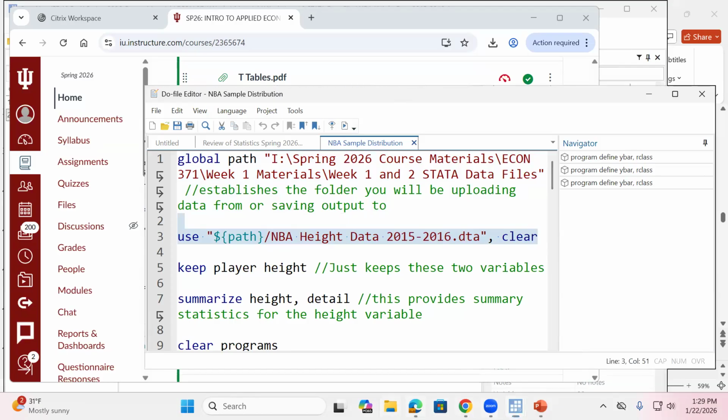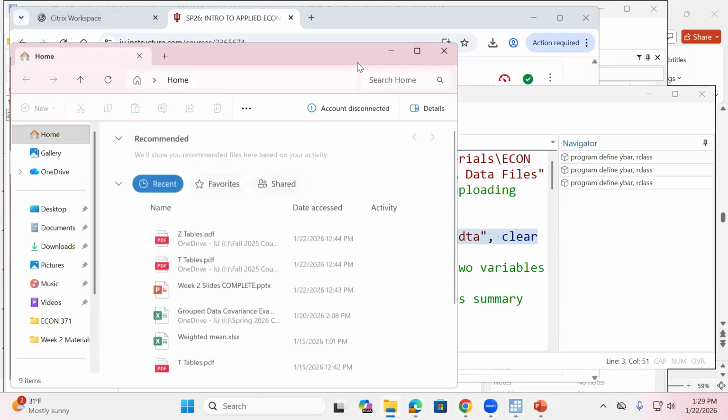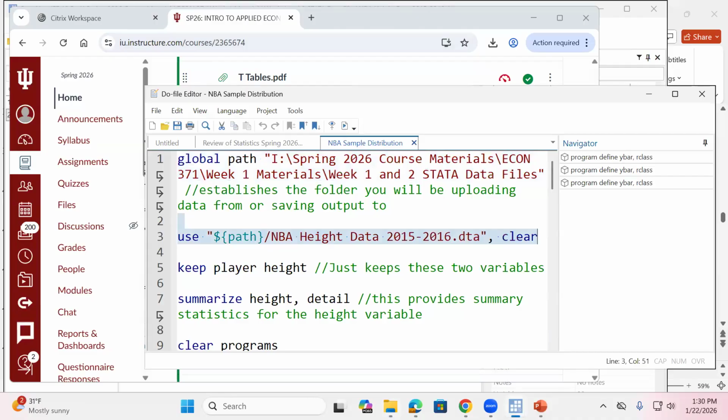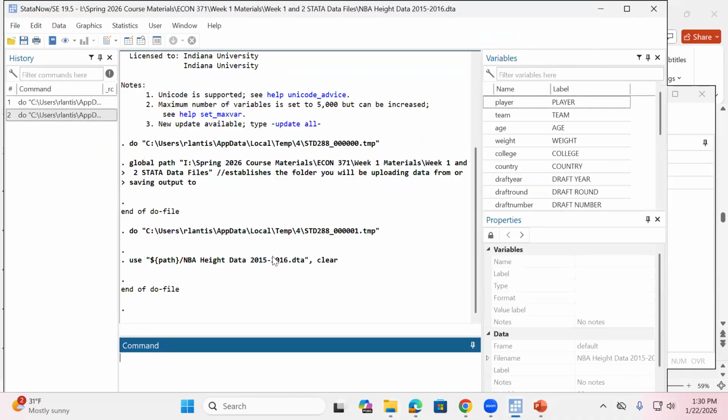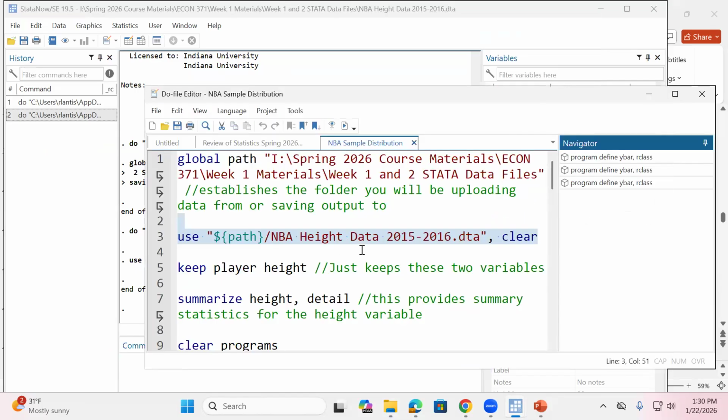So hopefully ahead of class, since I gave you those files, you already had that NBA height data in your OneDrive. We can now use that do file that was looking at sample distributions and open that up. Okay. Any questions on that idea? Once again, I'm just giving you the Stata files already, so we don't have to worry about importing. You can just file open.